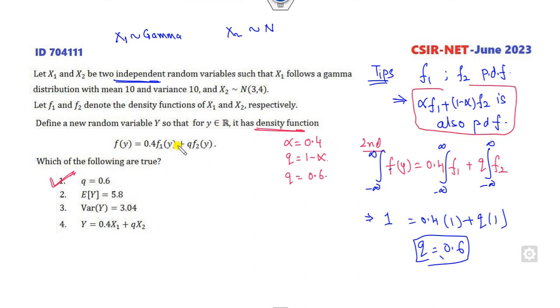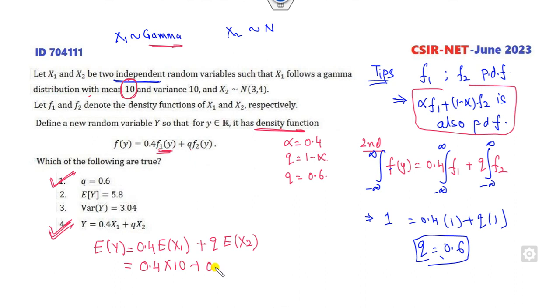Now, once it's a PDF, we all know there is a one-to-one correspondence between the random variable and its PDF. So the first statement is the right answer. Now, once you know this, you can find the expected value. It is 0.4 times the expected value of X1 plus Q times the expected value of X2. X1 follows F1, a gamma distribution with mean 10. X2 follows a normal distribution with mean 3, and Q is 0.6. So what is the right answer? It's 4 plus 1.8, which is 5.8. The second is also the right answer.